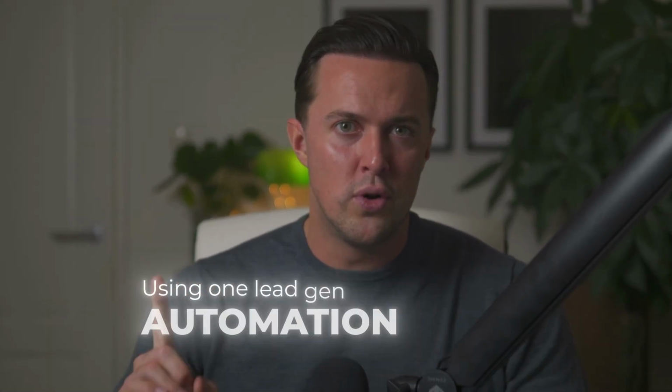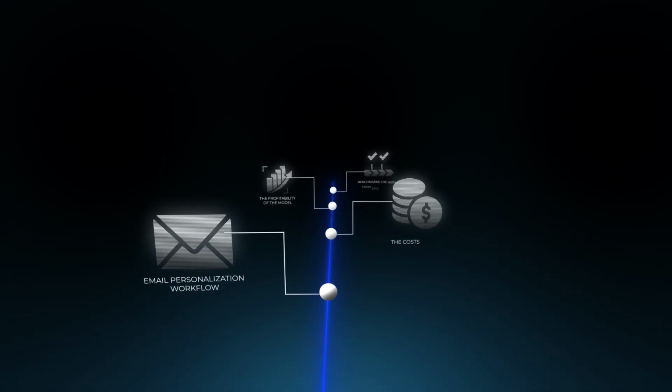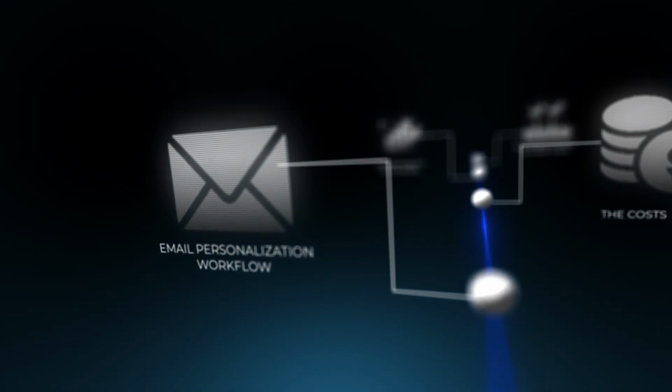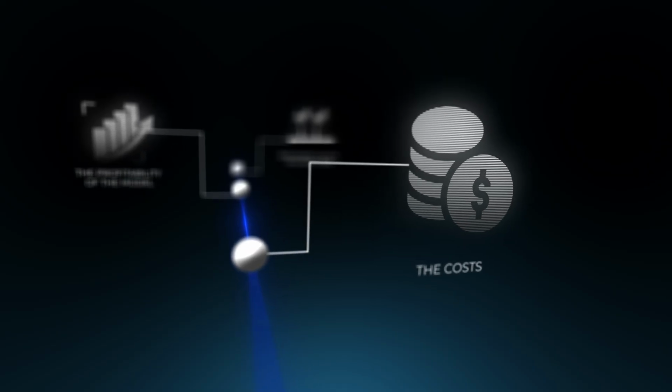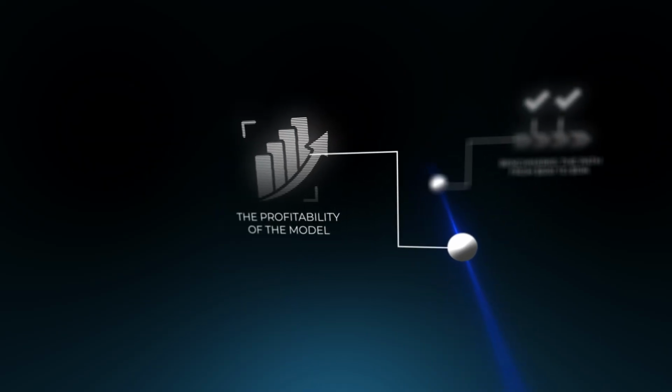I turned $500 into $10,000 a month using one lead gen automation stack. It's crazy how far you can go as a one-person business once you understand how to leverage automation and AI the right way. In this video, I'll show you the exact steps I took to get started, the email personalization workflow that landed my first clients, the real costs of running everything from domains to leads, and the numbers to prove how profitable this model really is.